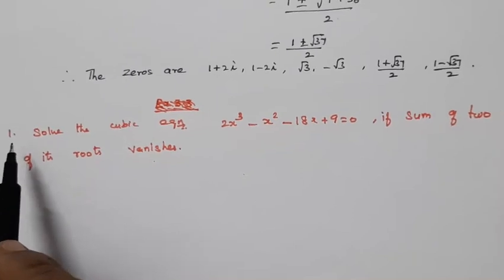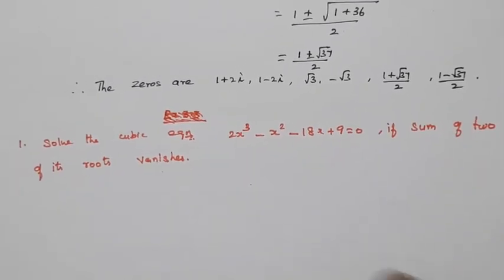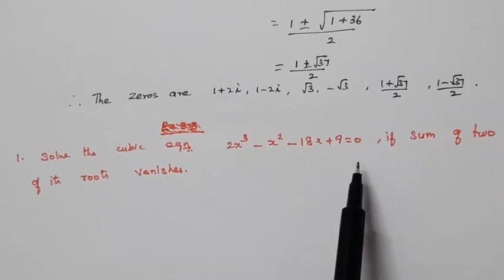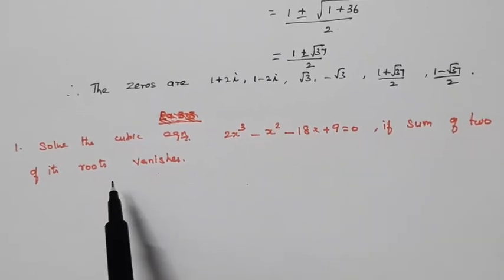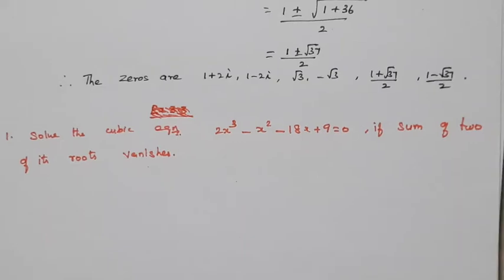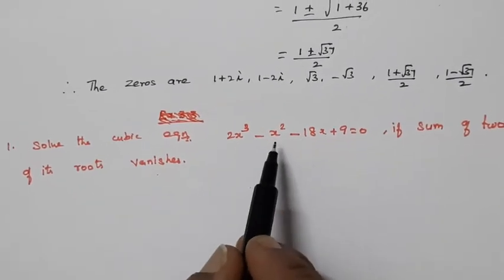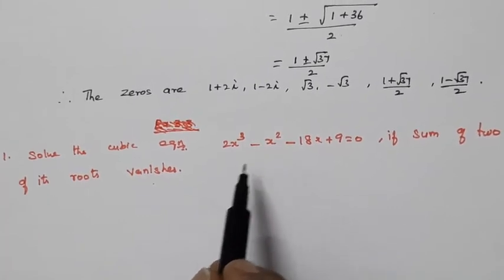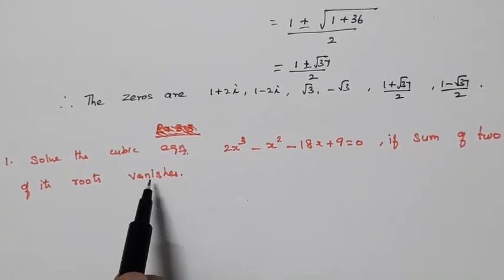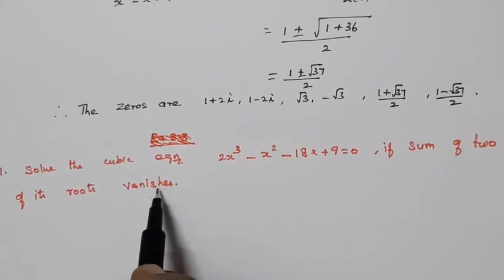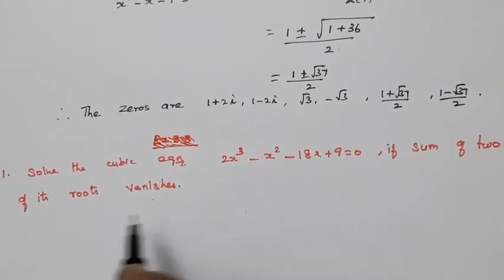Then first problem, solve the cubic equation 2x cube minus x squared minus 18x plus 9 is equal to 0 if the sum of two of its roots vanishes. See, for the given cubic equation, you know that 3 roots exist. Among that, the sum of any two roots vanishes means the sum of any two roots is 0. So, that is the condition. Using that condition, we are going to find out all the 3 roots.